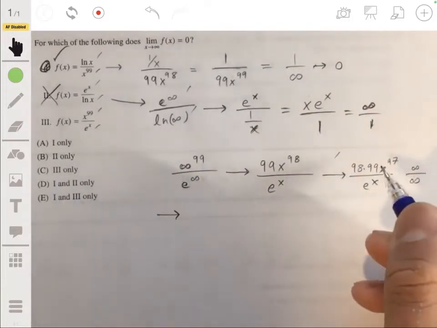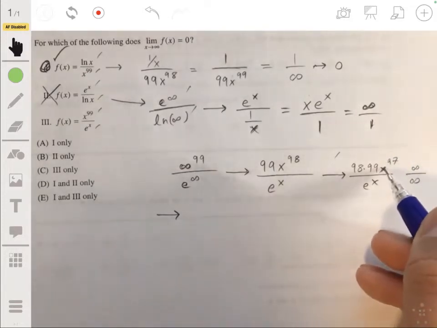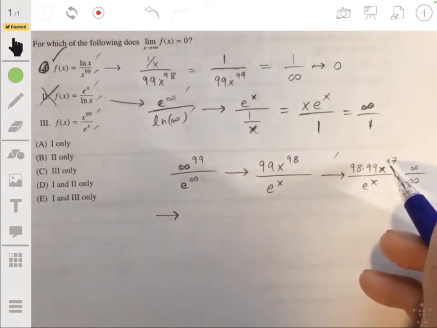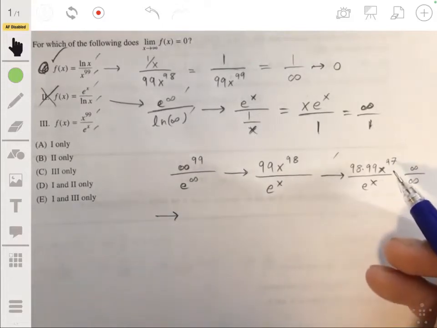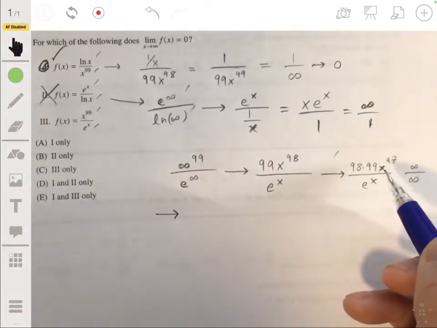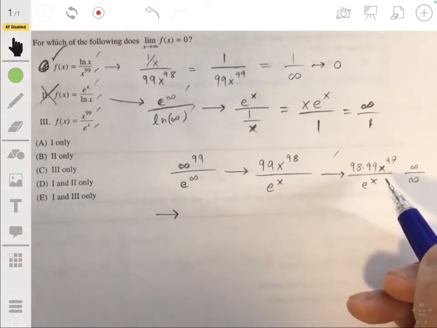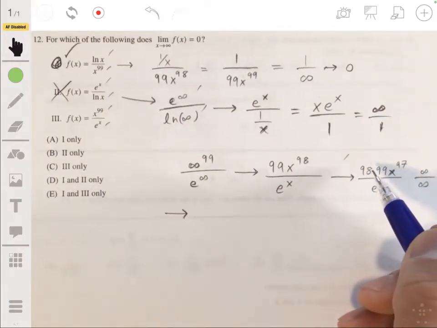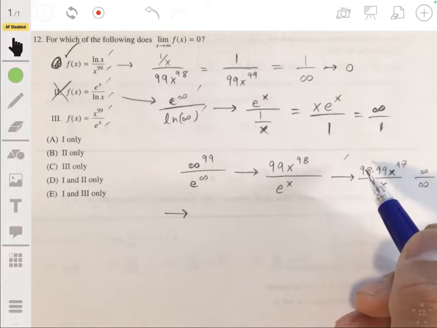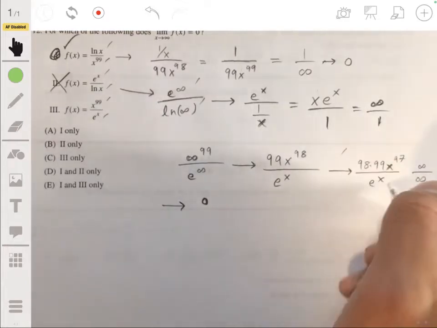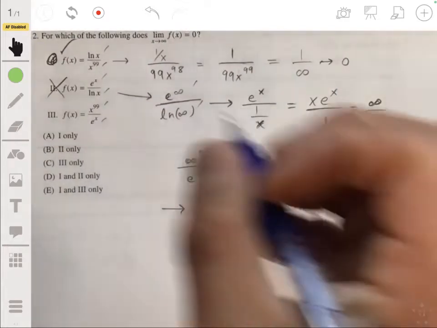Well, the idea is to recognize that the top is powering down. It's going to take 97 more derivatives before you get to just x or x to the 0. Eventually the top is going to get small compared to the bottom. Once you take 100 derivatives overall, you're going to get just a number over e to the infinity. Remember, infinity is just a behavior of a number. It's so massive that we can't even comprehend. It's not even close to a billion or a billion trillion. It's just a huge number. So essentially, this is going to be zero, because the top will be some number and the bottom will still be e to the infinity. So this one will count too.